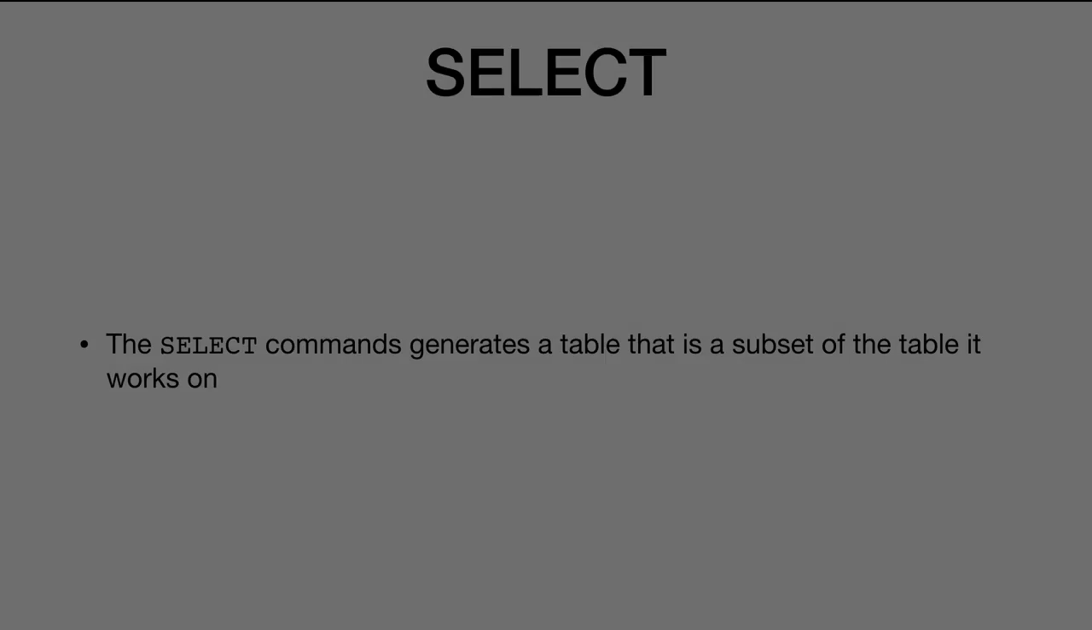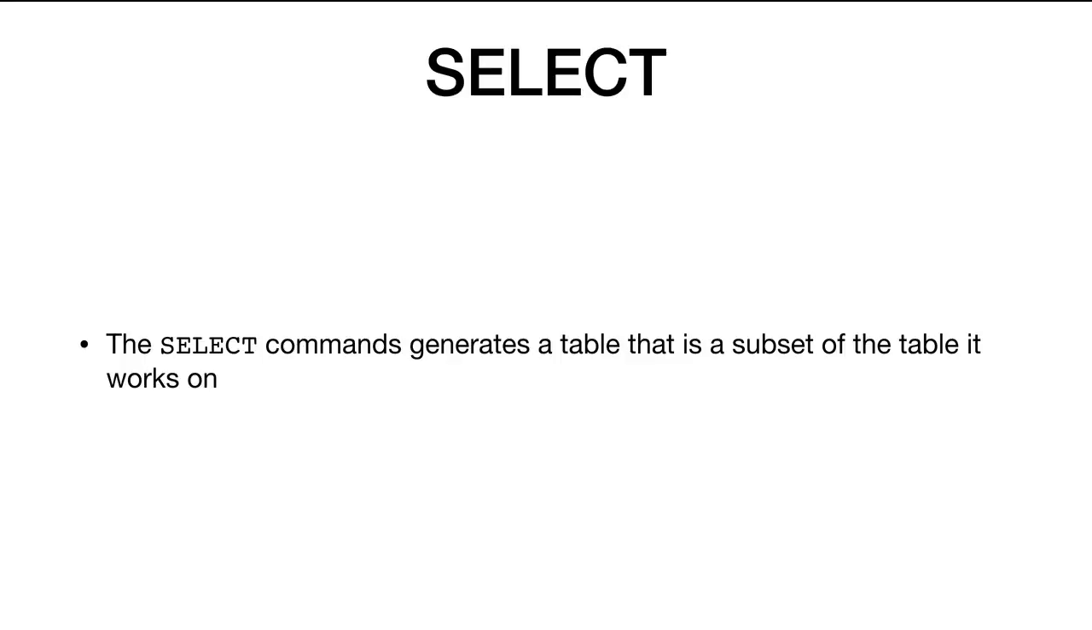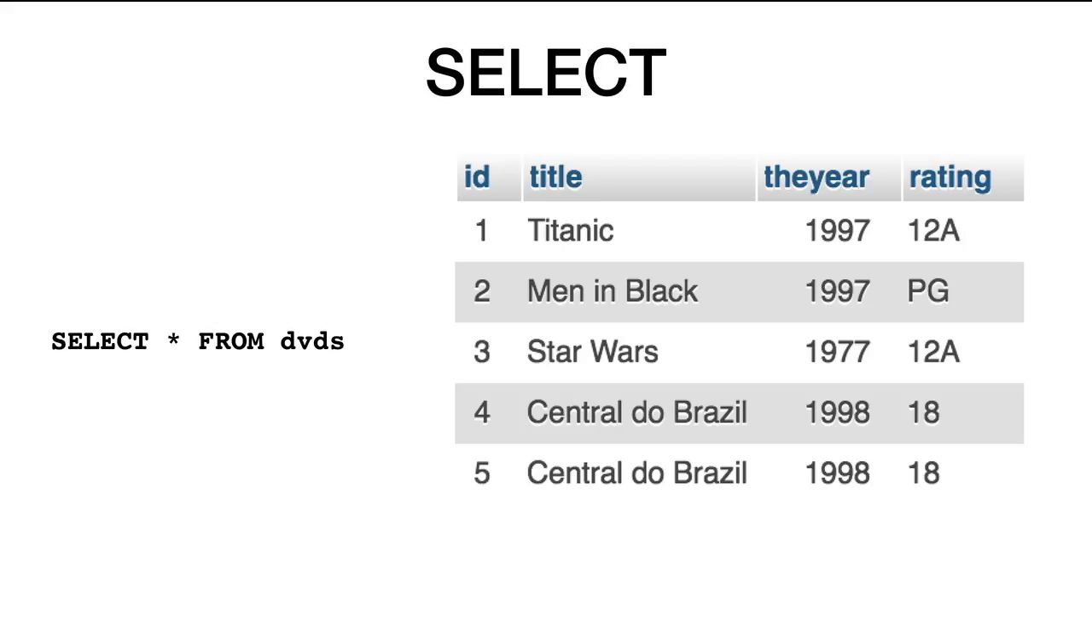Let's look now at the select command, and that's a very important thing that we'll be doing in SQL. So the select command generates a table that's a subset of the table that it works on. So we could say, for example, select everything from DVDs, and then this will give us the list of all of the DVDs. Now this is the list here shown before I added a bunch of them. I'll show you all the ones I've added now.